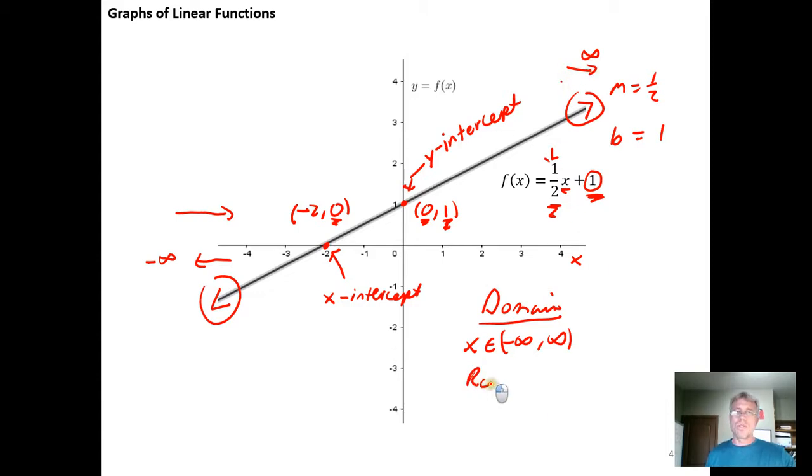And the range is once again going from negative infinity to infinity because of the vertical components of the arrows on the end of this linear function. So f of x is again running over the open interval from negative infinity to infinity. We do get special cases with these graphs.